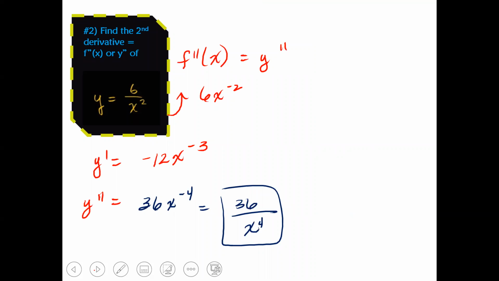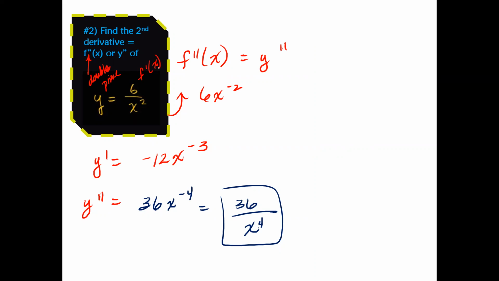All right, let's take a look at question number 2. You're supposed to find the second derivative of this. The second derivative is symbolized by f double prime of x, and it's that little tick mark right there. It's called double prime, because if it's a single tick mark, it's a prime. So two tick marks is double prime. Or you can even do y double prime. It means exactly the same thing.